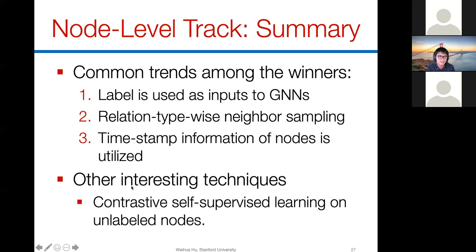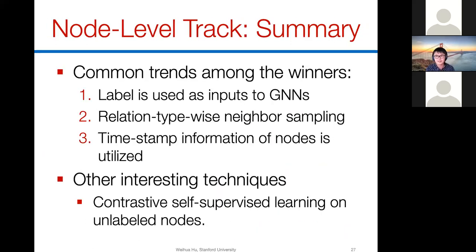Another technique used by, for example, DeepMind, which is very promising, is a self-supervised learning objective on unlabeled nodes. They not only have the supervised loss to predict the category of the arXiv papers, but they also introduce a contrastive loss for the papers that are unlabeled, so that the GNN can capture interesting patterns from unlabeled data. So that's the summary for the node-level track.